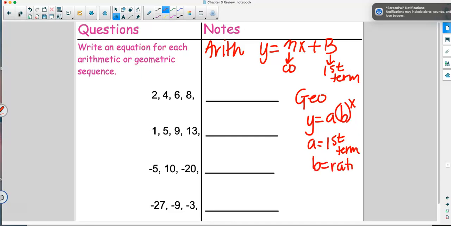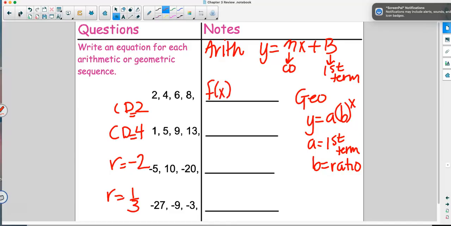is your ratio. So since these are the same problems from the page before, our common difference was 2, our common difference was 4, our ratio was -2, and our ratio was 1/3. Our equation would be f of x, or y equals our common difference, plus our first term. F of x equals 4 times x plus your first term.